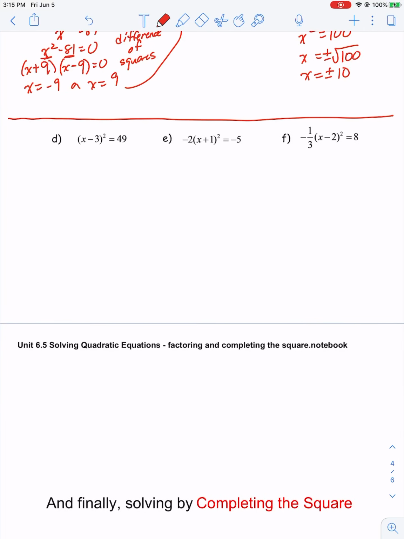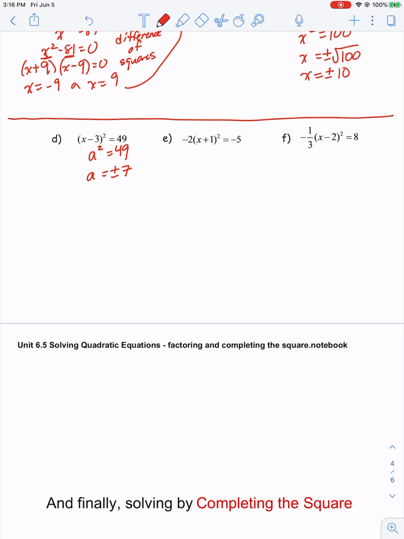We have (x - 3)² = 49. Well, if this said a² = 49, from the last video, we should know that the answer would be a = ± the square root of 49, which is equal to 7. Well, it doesn't say a² = 49. It says that (x - 3)² = 49.